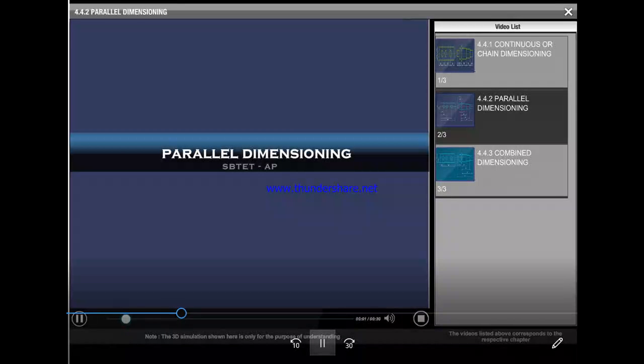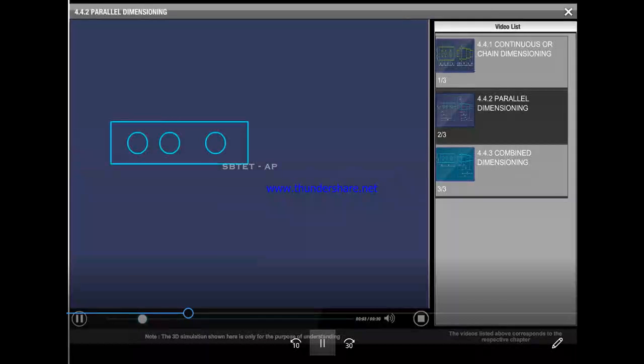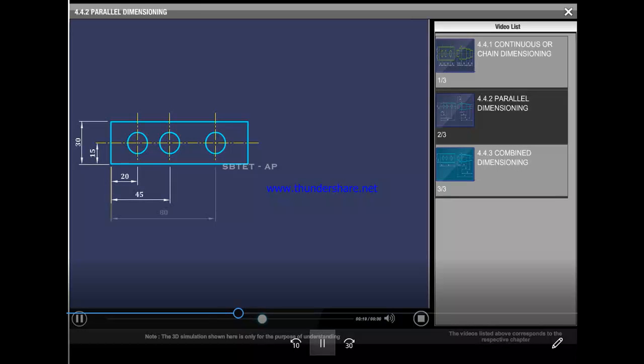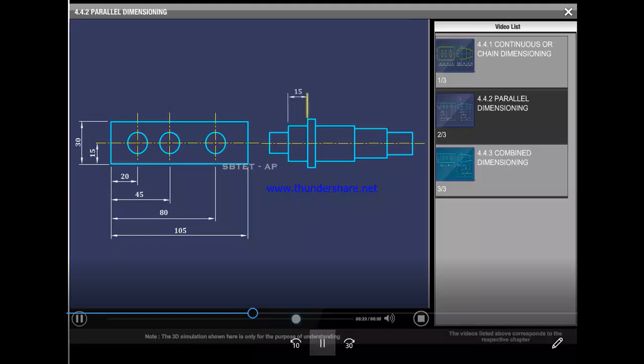Parallel dimensioning. In this, let us see how to represent dimensions using the parallel dimensioning method. In this method, all the dimensions are represented with respect to a common origin. Care should be taken in such a way that the distance between two dimension lines is at least 10 millimeters.